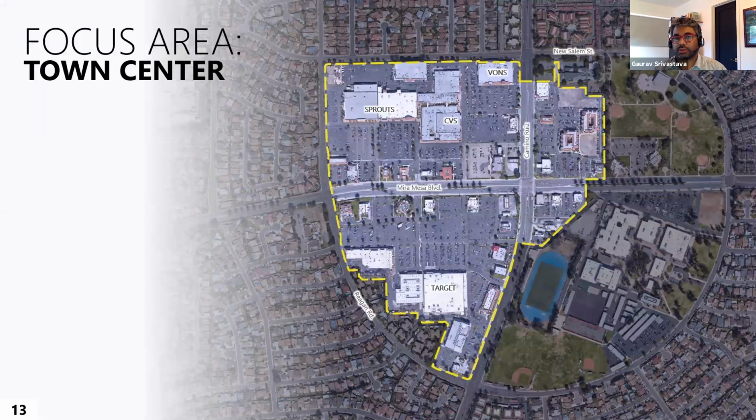So the town center focus area is about 80 acres in size. It's at the confluence of Mira Mesa Boulevard and Camino Ruiz. It currently is home to some of the most visible retail anchors in the community, including Target, Sprouts, CVS, and Vons. It is adjacent to the high school and to the community park, and it really serves as a central hub for the community.